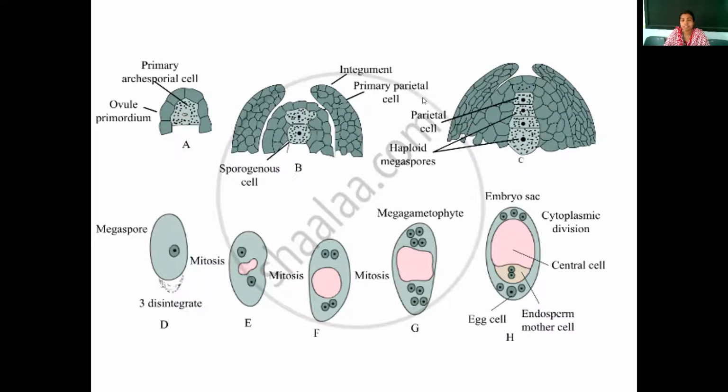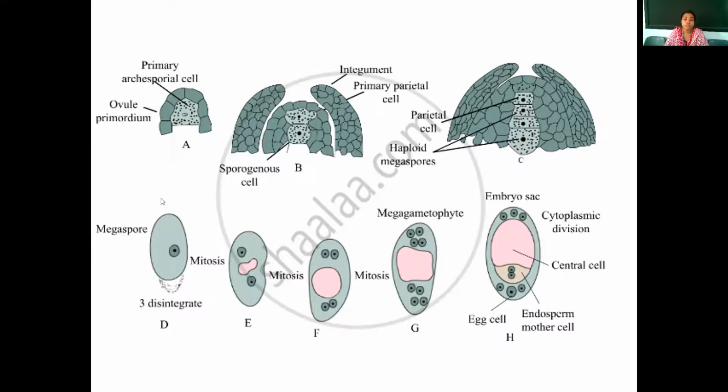The primary parietal cell forms the two or more integuments that surround the megasporangium, or you can say megaspore mother cell. The sporogenous cell forms the functional megaspore. After two successive divisions, you will get 4 haploid megaspores. Among the 4, 3 will disintegrate, and only one functions as the megaspore. The process of events from the formation of the primary archesporial cell, ovule primordium from the placenta, till the formation of the functional megaspore, we call megasporogenesis.